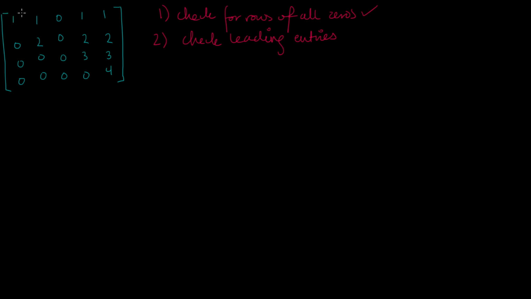So, the leading entries are the leftmost non-zero entries. In this row, this is the leftmost non-zero entry. In this row, the leftmost non-zero entry is the 2. In this row, the leftmost non-zero entry is this 3. And in this row, the leftmost non-zero entry is the 4. So these are our leading entries.